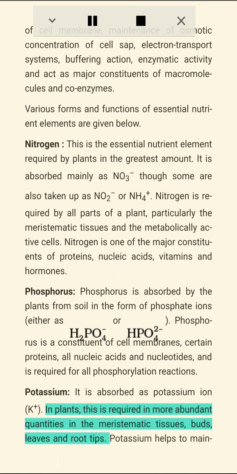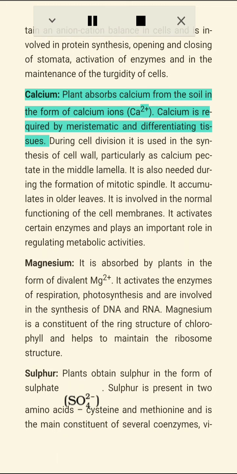In plants, this is required in more abundant quantities in the meristematic tissues, buds, leaves, and root tips. Potassium helps to maintain an anion-cation balance in cells and is involved in protein synthesis, opening and closing of stomata, activation of enzymes, and in the maintenance of the turgidity of cells.